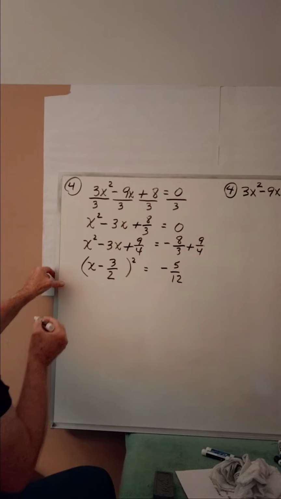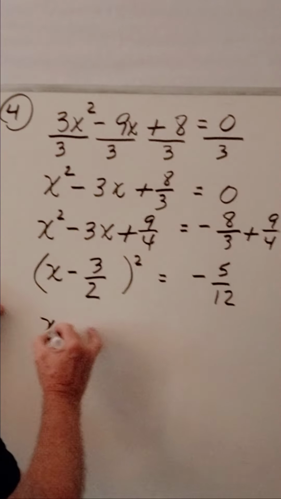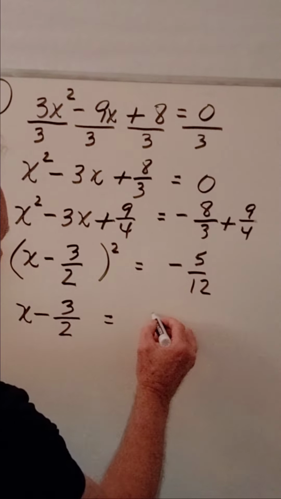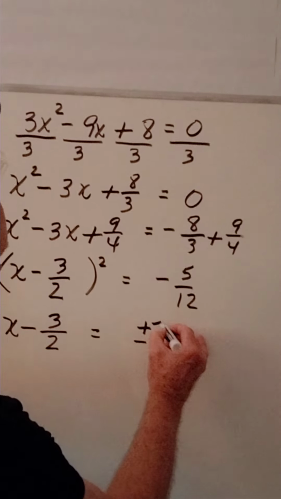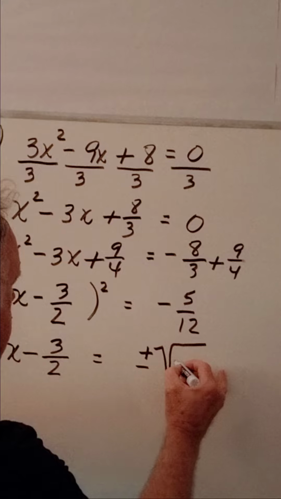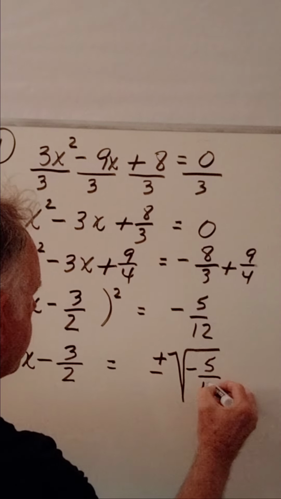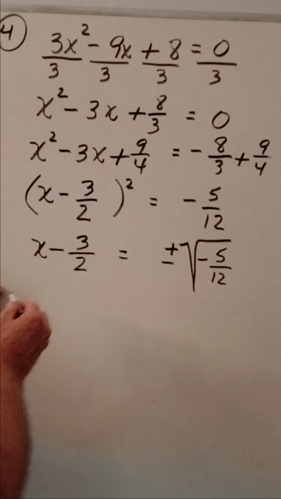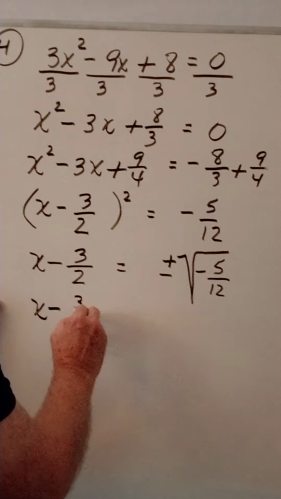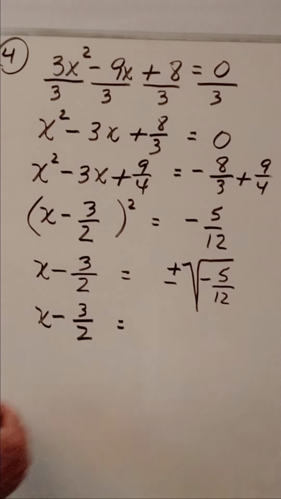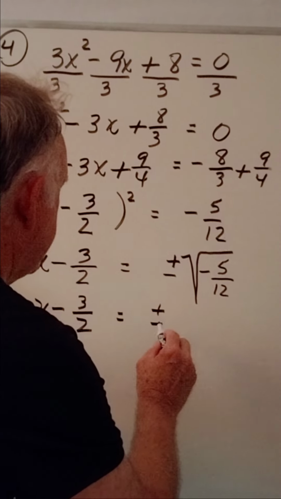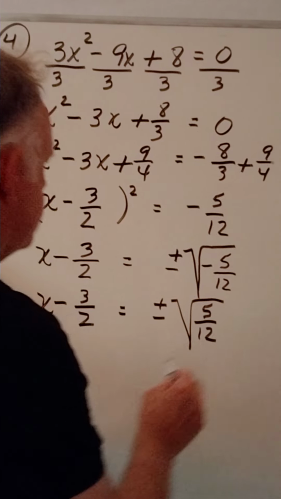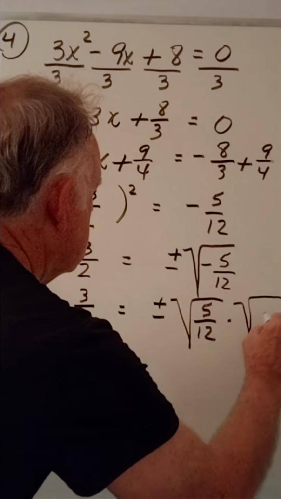Now we'll find the square root of the left-hand side, and that'll give us x minus 3 over 2. And on the right-hand side, that will be equal to positive or negative root negative 5 over 12. So now we'll bring down the left-hand side once more. And that will be equal to positive or negative root 5/12 times root negative 1.